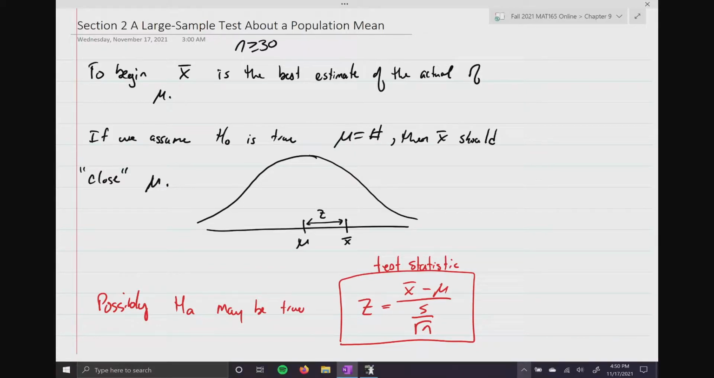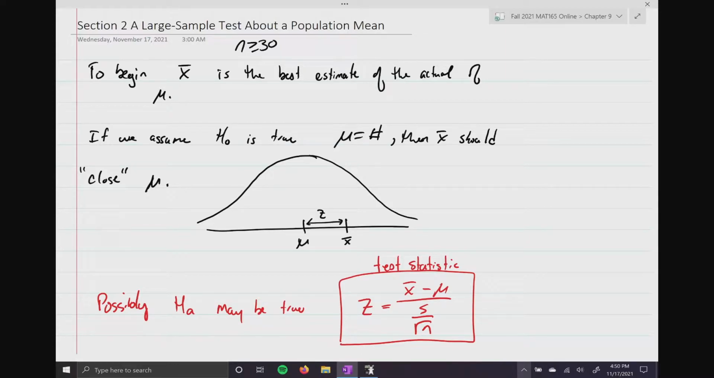So if we assume, for example, that mu is equal to some number, if we assume that mu is true, or that the null hypothesis is true, then our sample statistic, in other words, all the data that we've collected, when we calculate x bar, it should be relatively close to the population mean. Now, I use close in quotation marks because, what does that mean to be close?